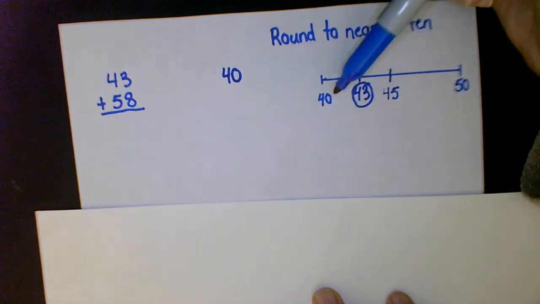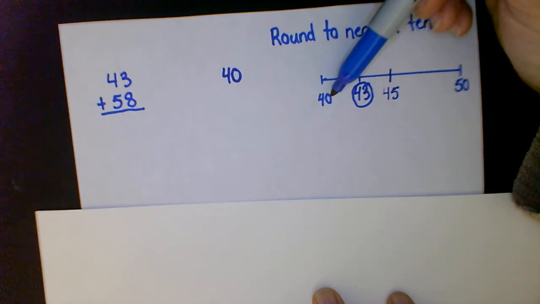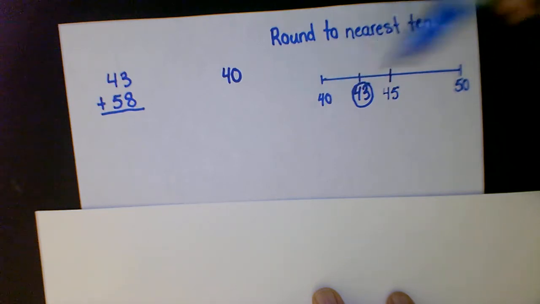So nearest 10 means when we're looking at the tens digit, right? So 40 or 50, those are both tens numbers.